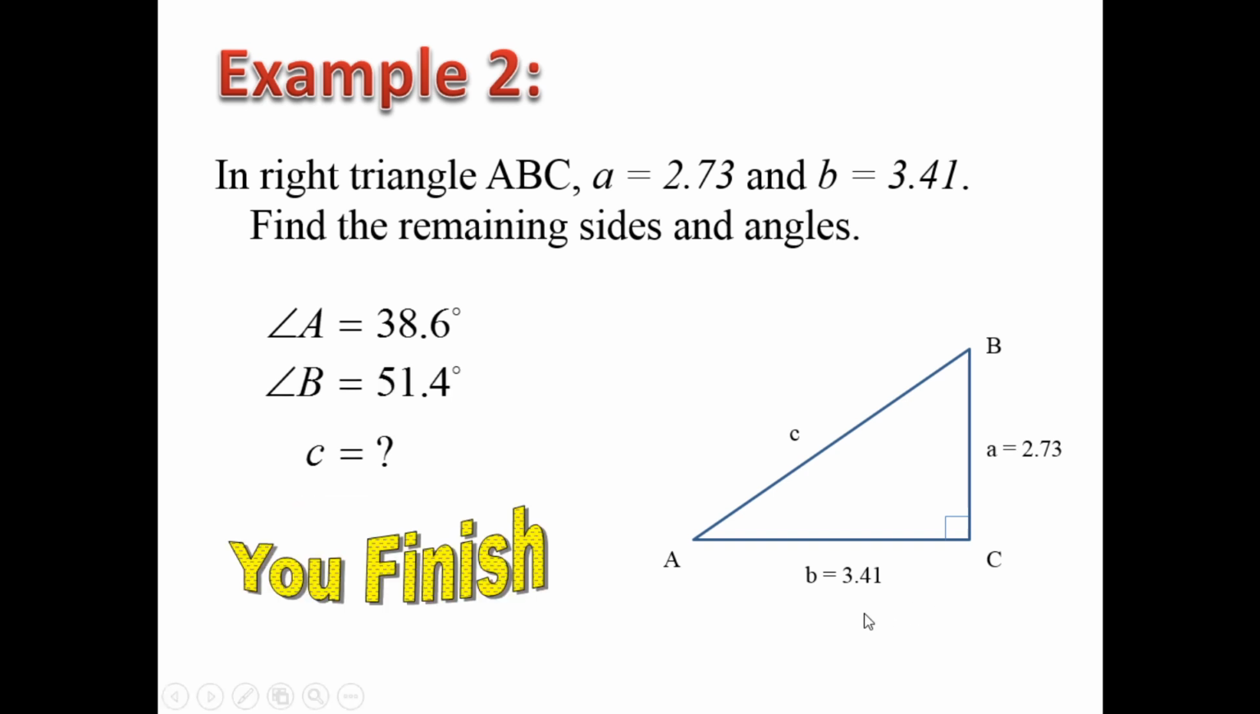And now we need to find the third side. So for the third side, a lot of people might be wondering, we can use the ratios, sine, cosine, or tangent. Certainly you can. And also you can use the Pythagorean theorem. So try to use the Pythagorean theorem, a squared plus b squared equals c squared, and solve for c. And you got 4.37.